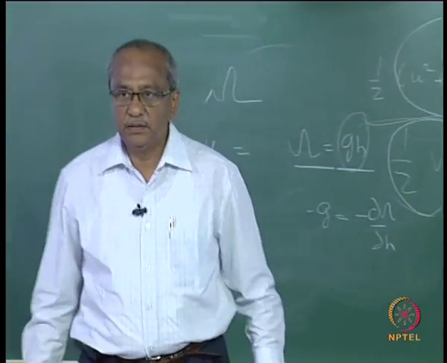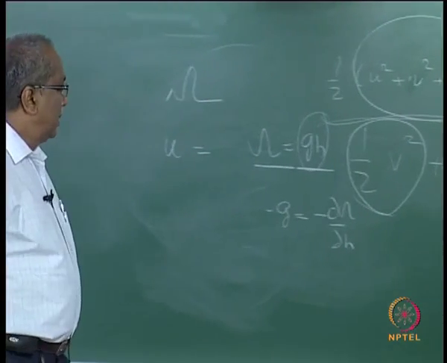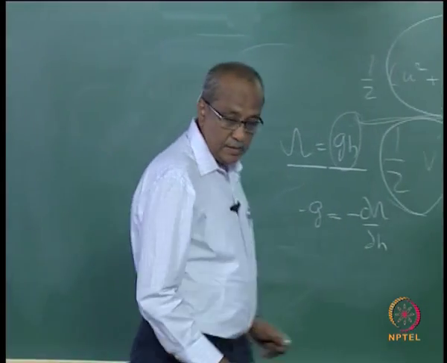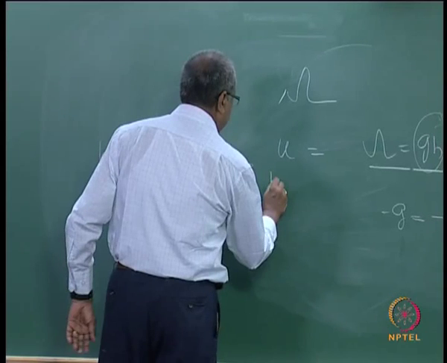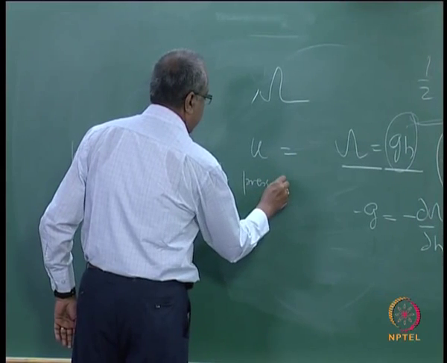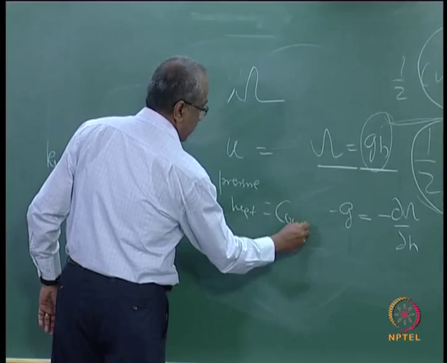Is that clear? So this is what is called your Bernoulli equation. Bernoulli equation is kinetic head plus potential head plus the pressure head is a constant.